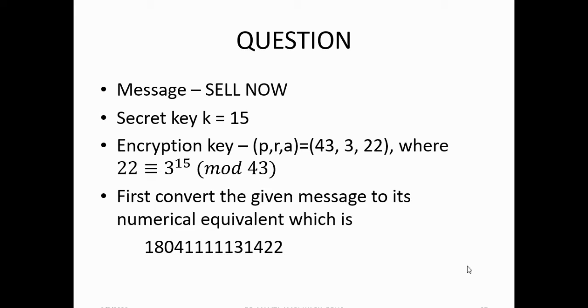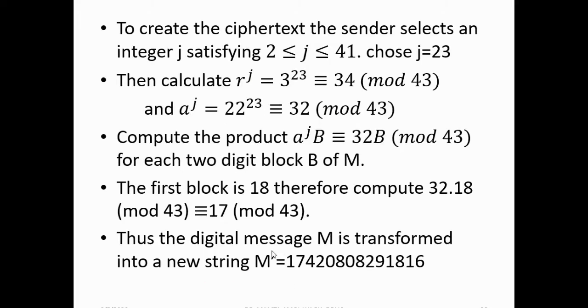Now let us see this question. Here you will be clear how we are doing this encryption and decryption. Suppose the message is SELL NOW, and the secret key is k, which is 15, and the encryption key is the triplet (p, r, a), that is 43, 3 and 22, where 22 is congruent to 3 to the power 15 modulo 43. First we convert this message to its numerical equivalent. Then to create the ciphertext, the sender selects an arbitrary integer j from 2 to 41. Let us choose j equal to 23.